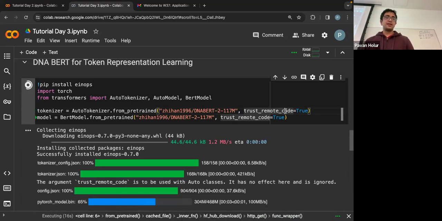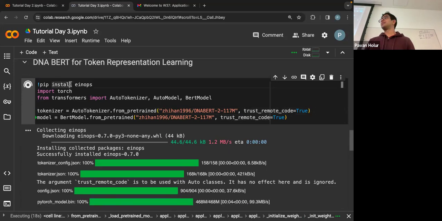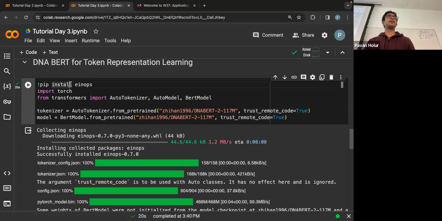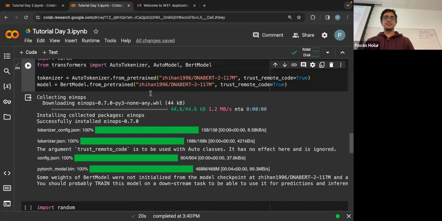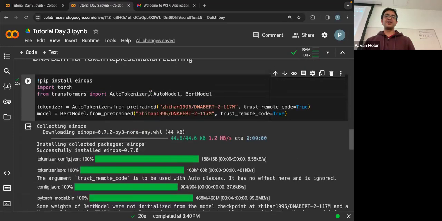Einops was just something that they recommended to install. I have no idea what that does, but I think it's short for Einstein operations. Well, pip install is fine, but the einops package, I haven't really used that one.